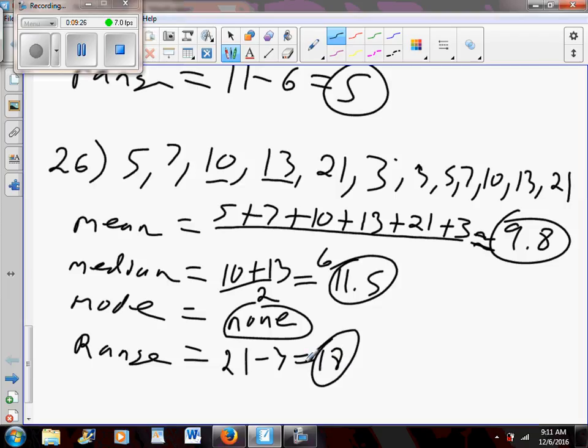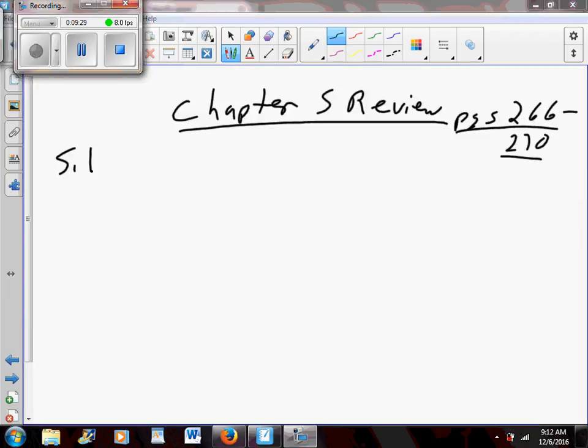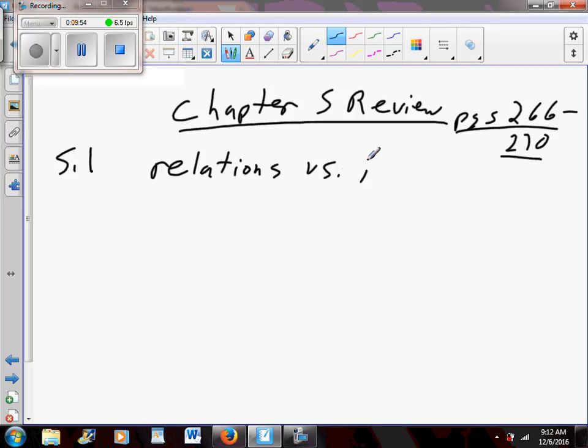Got it. We're going to begin the chapter 5 review now, pages 266 to 270. We worked a lot with lines here, equations of lines, slopes, how to graph them, things of that nature. The first thing we did, in section 5.1, we talked about relations versus functions.